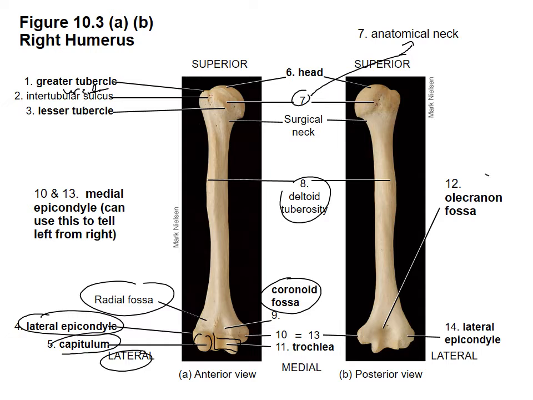So here's the olecranon on the posterior side, the olecranon fossa or olecranal fossa, and the lateral epicondyle is easily seen on this side as well. Next slide.